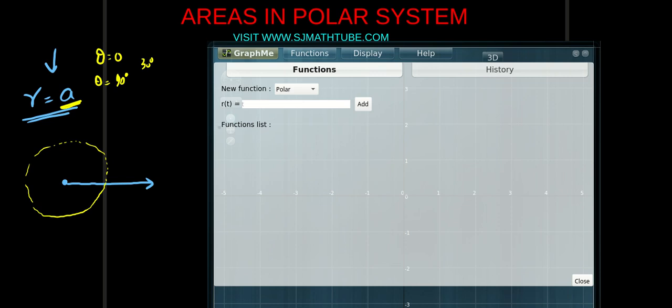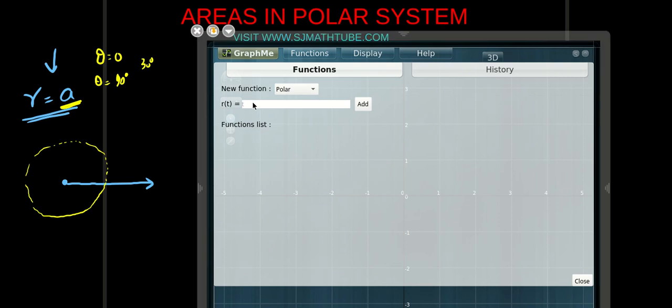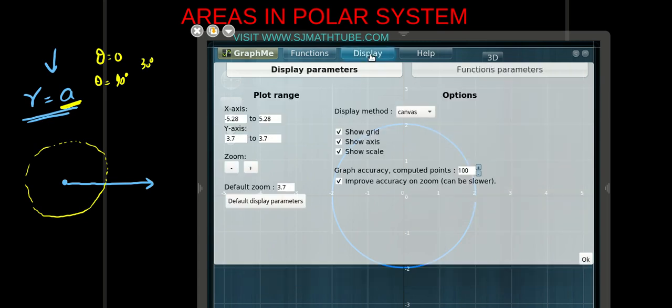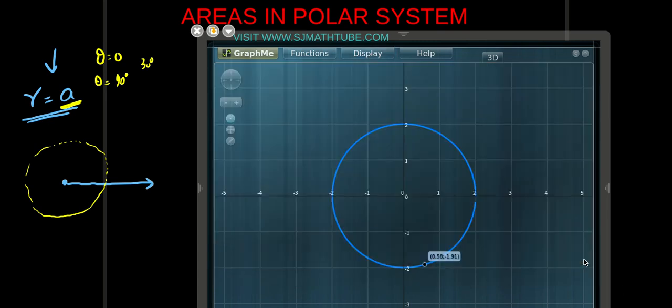Now let's confirm it. So let's use this software and try. I'm going to type some number here. r is equal to 2. And let's check the display. Okay, so look at this. See, a circle with center origin.